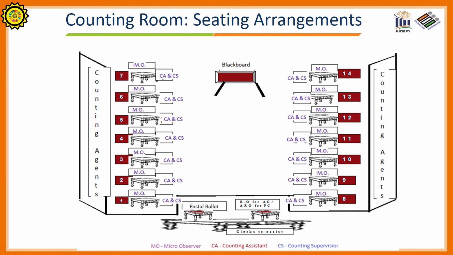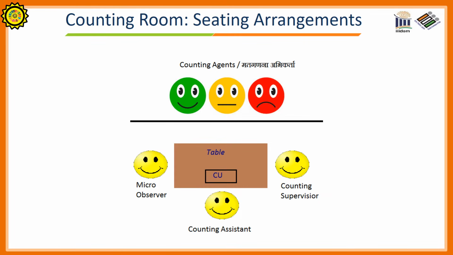The sitting arrangement in the counting room. The model layout is shown on the screen. On one side of the table, there will be counting agents. And on the table, there will be micro observer, counting assistant, and counting supervisor. The sitting arrangement is shown on the screen.